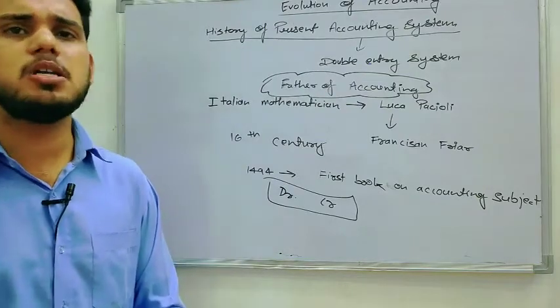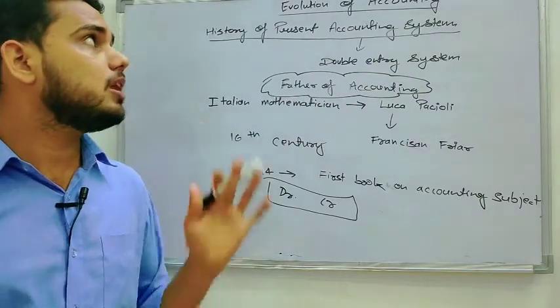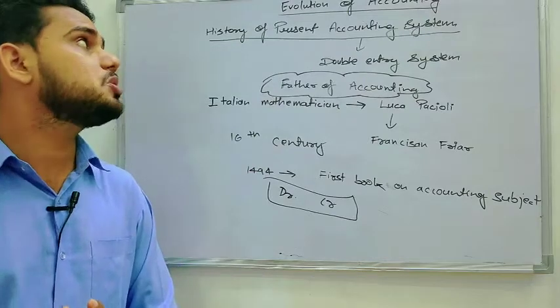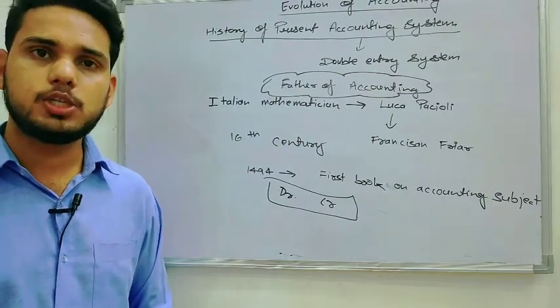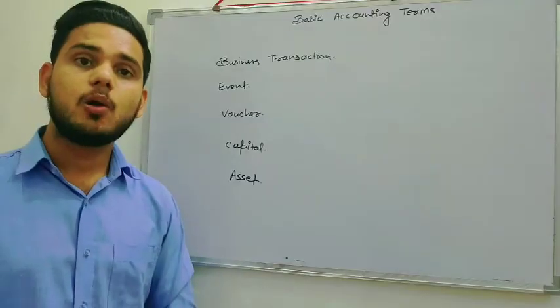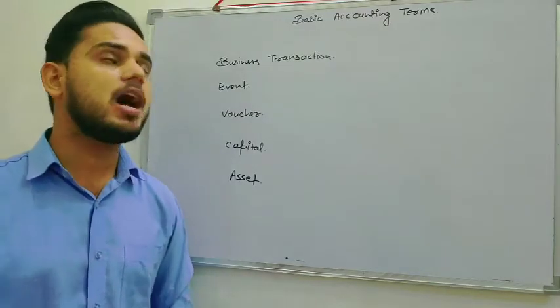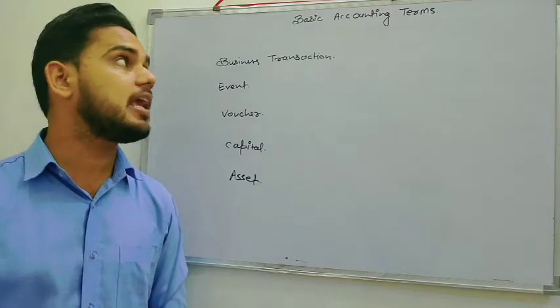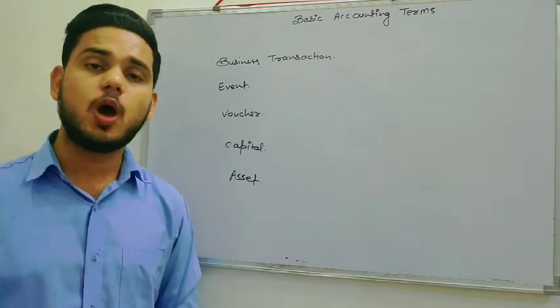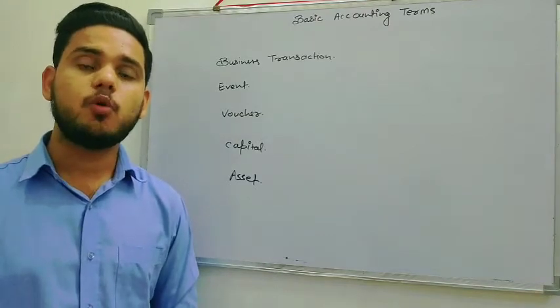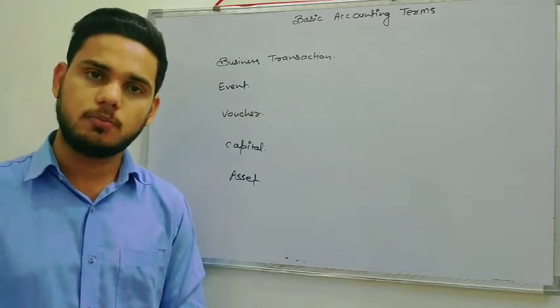So there is nothing much to explain. I hope the topic of evolution of accounting and the history of the present accounting system is clear to you. Now let's understand the second part of our chapter, that is basic accounting terms. So before starting this topic, let's understand what is the meaning of basic terms.